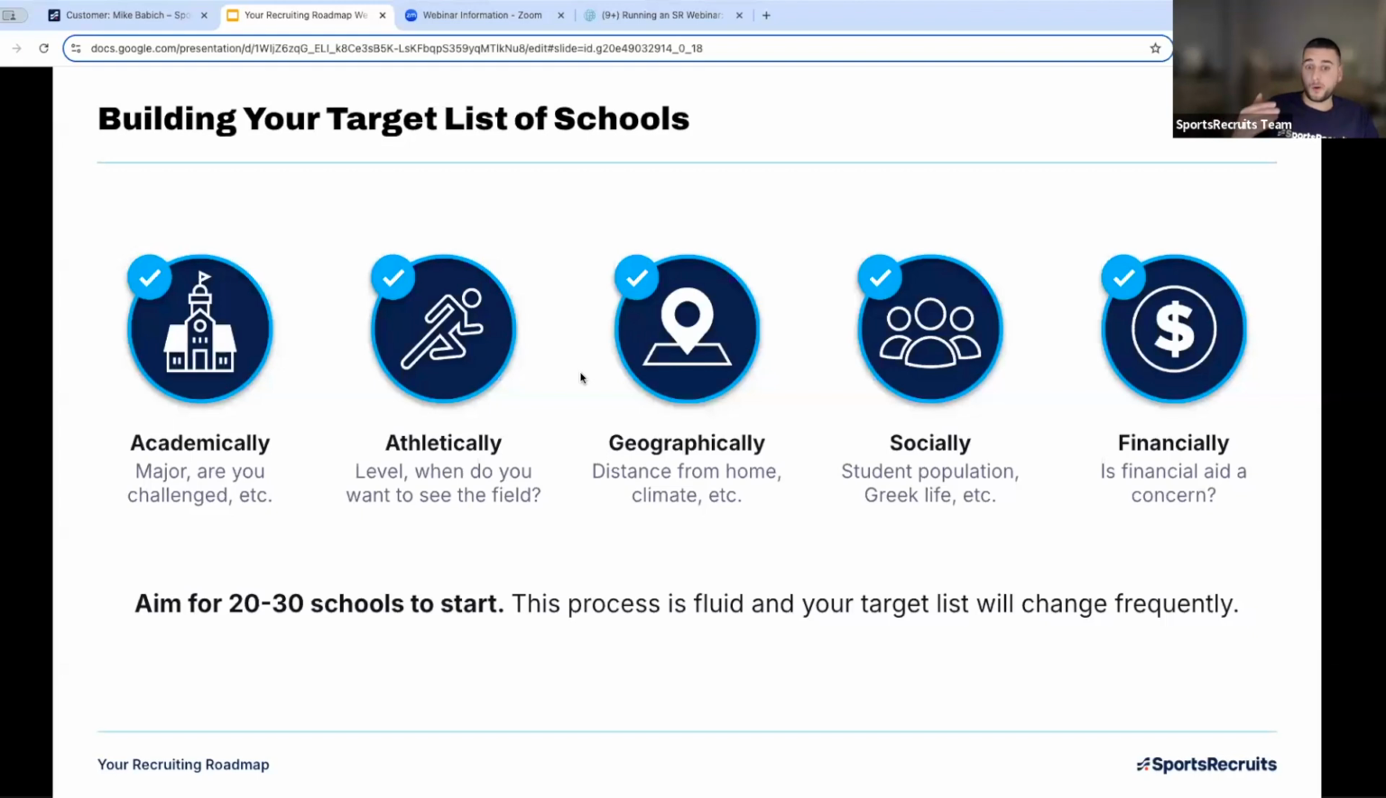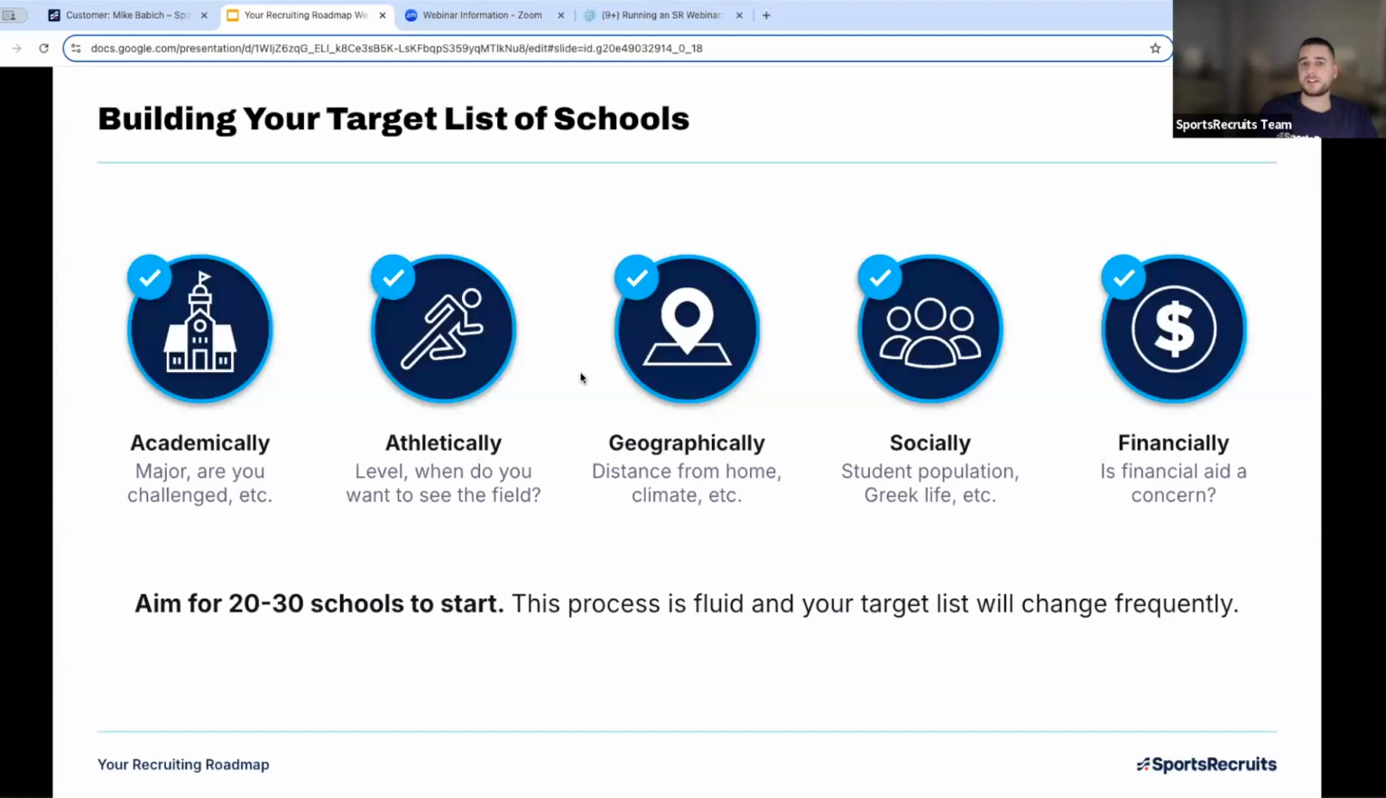Geographically, distance from home, how far or close do you want to be? Do you want to be in a certain climate? Do you want to have the family surrounding you? Do you want to be near a big city? These are all things that I think a lot of student athletes out there have a general idea of what they want, but they probably haven't sat down and really taken their time to think about some of these things. The best way to get a better sense of the geographic component is going to visit different schools that you have general interest in.